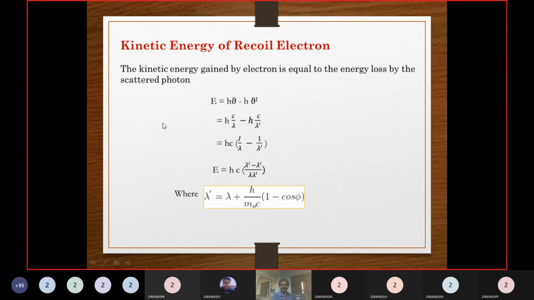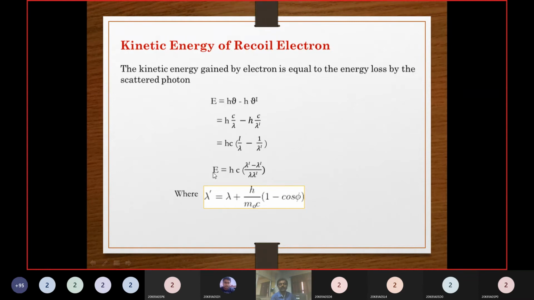Now, nu is equal to c by lambda. If you substitute it, hc by lambda minus hc by lambda dash. Taking hc common, 1 by lambda minus 1 by lambda dash. If you simplify it, you get E equal to hc times lambda dash minus lambda by lambda lambda dash. This is the energy loss of the photon. That energy loss is supplied to the electron and converted into the kinetic energy of the electron. So the energy loss of the photon is the kinetic energy of the electron.